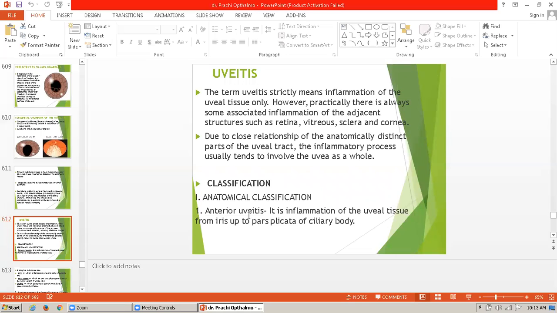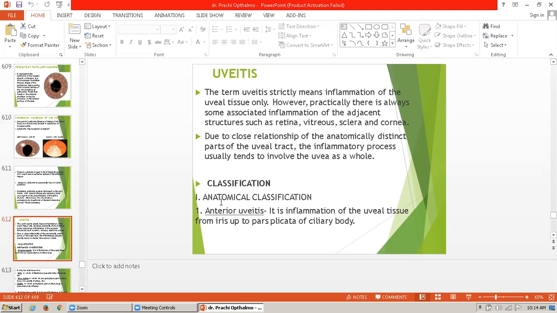Then uveitis. So the term uveitis strictly means inflammation of the uveal tissue only. However, practically there is always some associated inflammation of adjacent structures such as retina, vitreous, sclera and cornea. Due to the close relationship of the anatomically distinct parts of the uveal tract, the inflammatory process usually tends to involve the uvea as a whole.